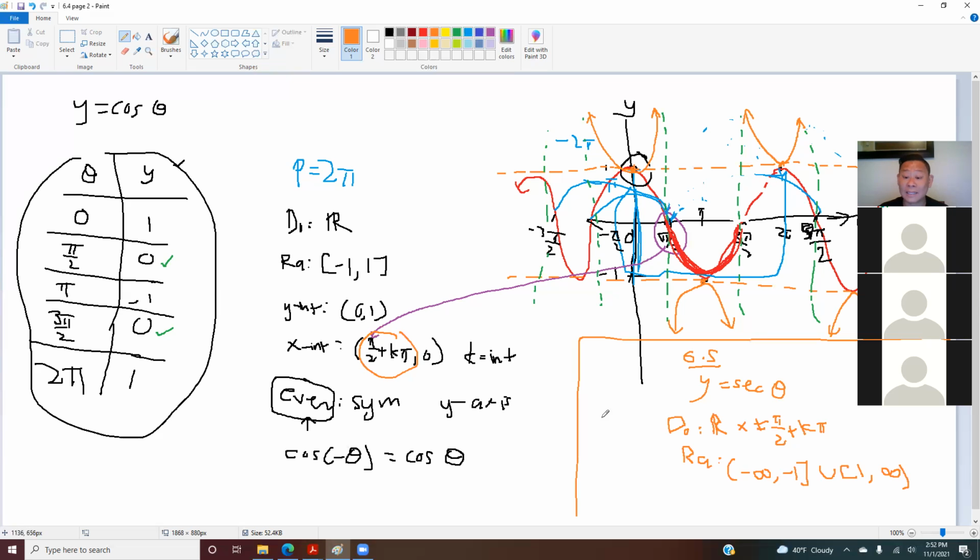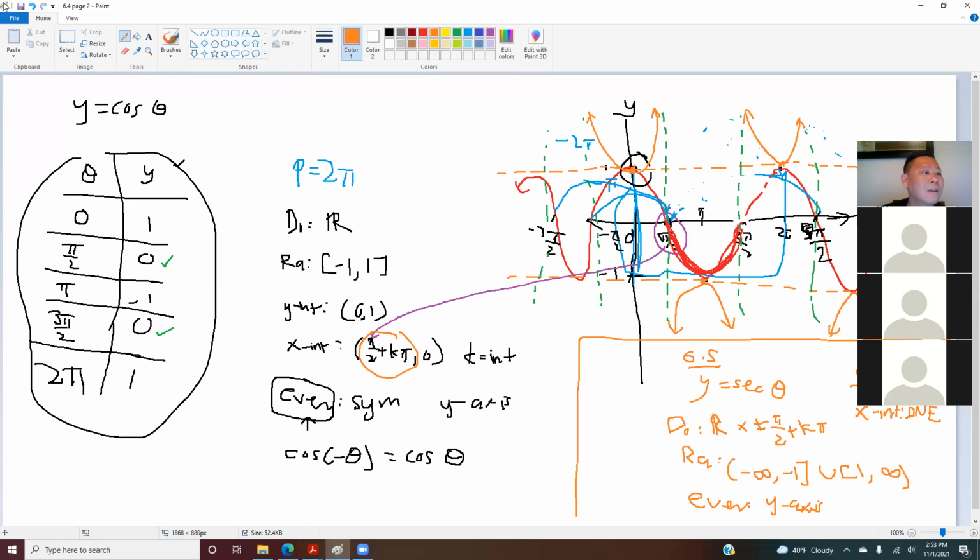It does have a y-intercept. Your y-intercept in this case will be at (0, 1), which is this point here. But it does not have an x-intercept, because it never crosses the x-axis; it goes up here or down there. This is also an even graph, which is symmetric to the y-axis. So the secant graph is also an even graph. So this is the secant graph in this case. Does anyone have any questions on the secant graph here?